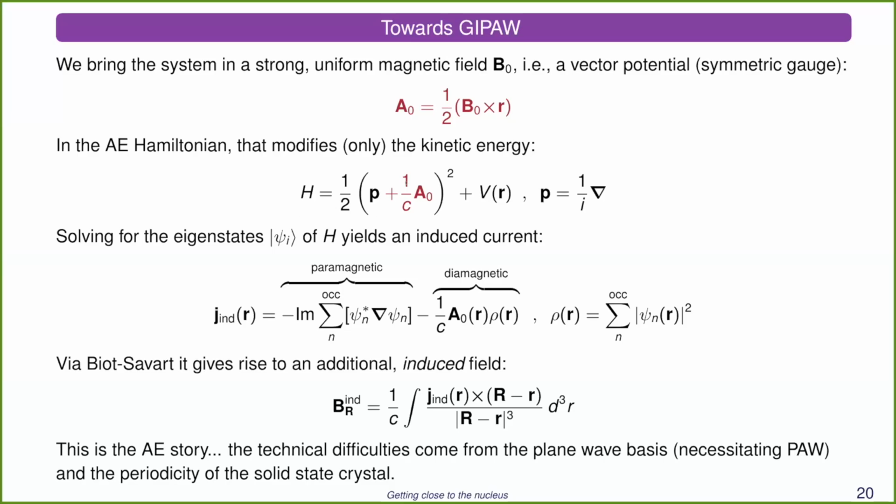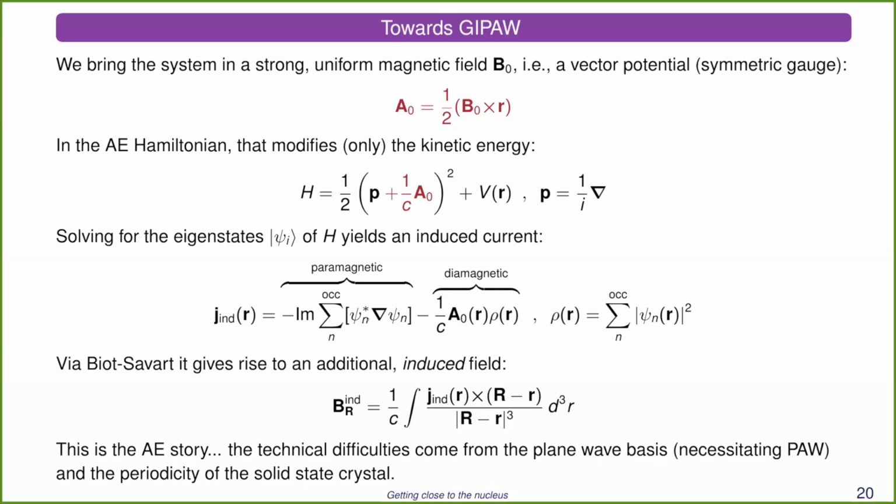Okay, now you have this, so now you can solve the problem again with this applied potential, and you find your Kohn-Sham orbitals of your system. And with those Kohn-Sham orbitals, you can calculate the current. And you have two contributions, a paramagnetic one and a diamagnetic one. The paramagnetic one just comes from the gradient of the states. So it's also a momentum operator-like expression. And the diamagnetic one comes from the vector potential times the density.